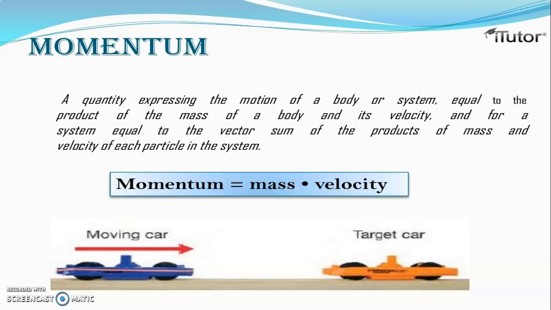Here we have the representation for momentum. Momentum is equal to mass into velocity. Its SI unit: mass is in kg and velocity is in meter per second, so we can write it as kilogram meter per second.